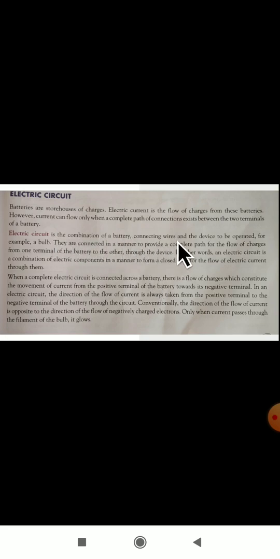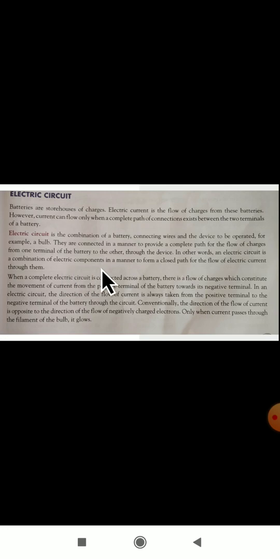The combination of battery, connecting wires, and the device to be operated is called an electric circuit. It forms one electric circuit. For example, we can take a bulb. They are connected in a manner to provide a complete path for the flow of charges from one terminal of the battery to the other through the device. In other words, an electric circuit is a combination of electric components in a manner to form a closed path for the flow of electric current through them.